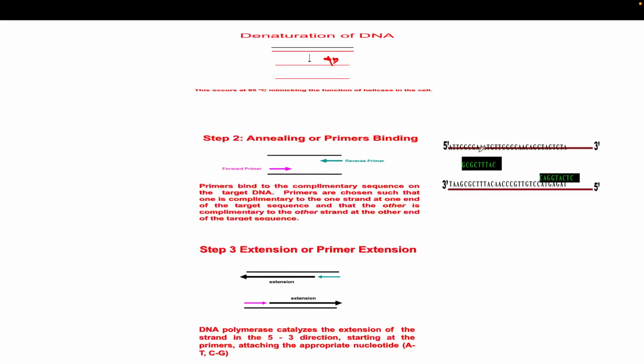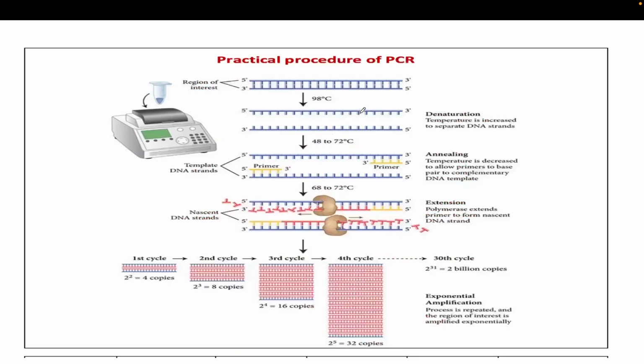So this primer is complementary to this one, and this primer is complementary to this sequence. So it is always complementary to one of the strands of the target DNA sequence. Then the extension of the primer will happen through the polymerase. Using the dNTPs, this polymerase will extend this primer until the template is there. So till here, extension will happen. So this is the overall procedure.